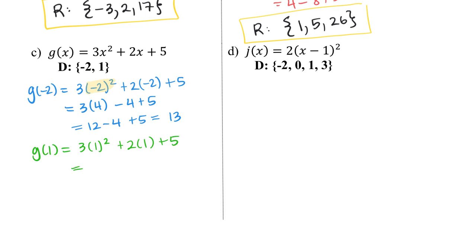Okay, let's go ahead and evaluate it. I still need to do the exponent first. So 1 squared, 1 times 1 is 1. So this is 3 times 1. 3 plus 2 plus 5, 5 plus 5, 10.